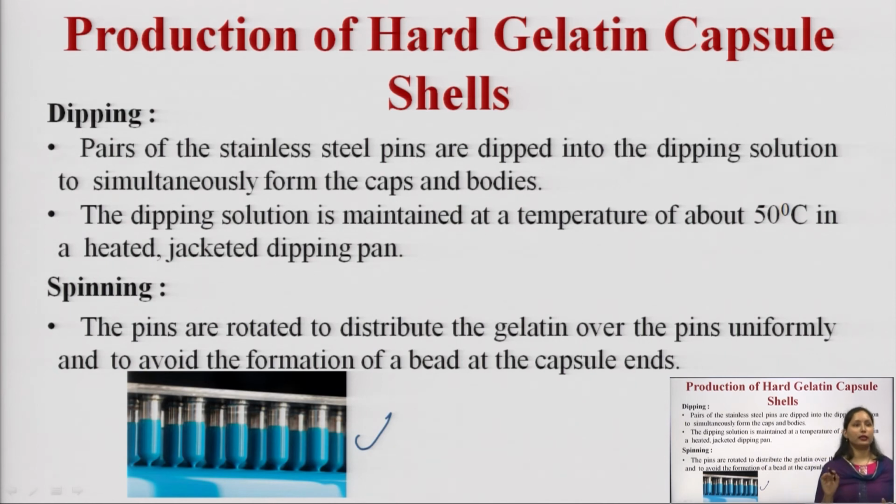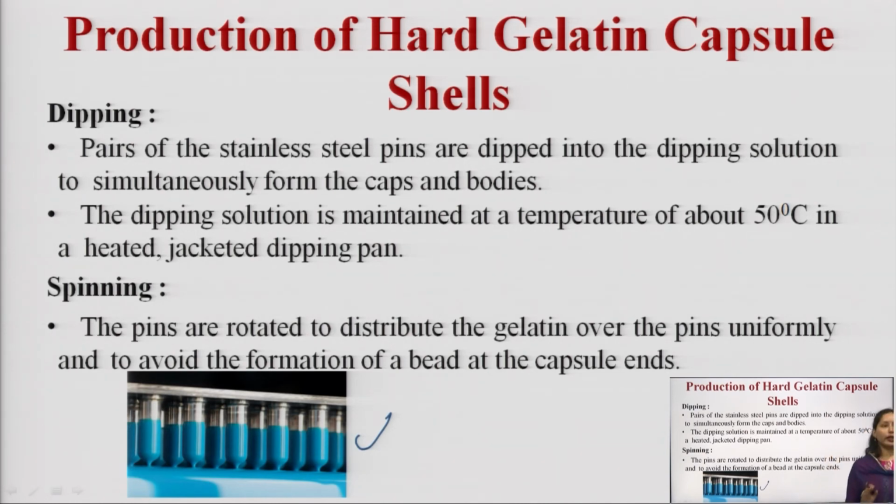Pairs of the stainless steel pins are dipped into the dipping solution to simultaneously form the caps and the body. So, the stainless steel molds are dipped into the hot gelatin solution so that the cap and the body part should form. The dipping solution is maintained at a temperature of about 50 degrees centigrade in a heated jacketed dipping pan. Next is the spinning.